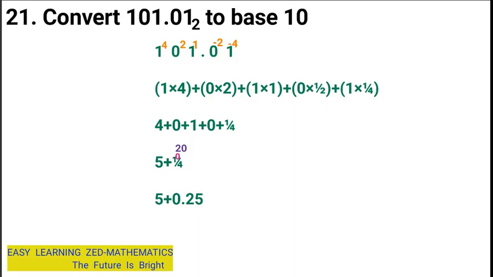So converting 1 over 4 to a decimal number will give us 0.25. Now I'm going to add that. So 5 plus 0.25 will give us 5.25. So converting 101.01 in base 2 to base 10 will give us 5.25. Okay, now we can go to our next question, which is question 22.